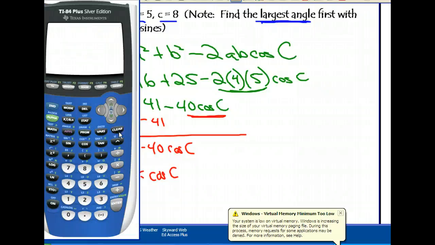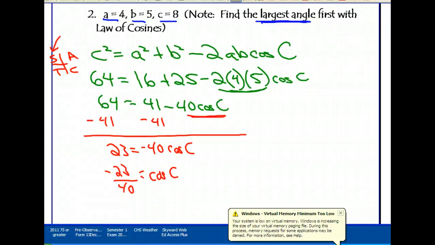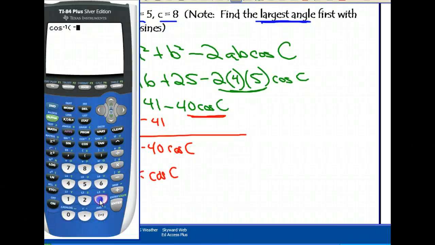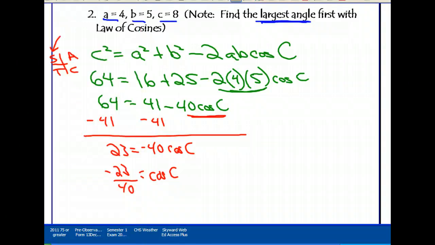Clear that off there. I'm going to take the cosine inverse. And I forgot my number already. Let's see what that was. Cosine inverse of negative 23 over 40. So negative 23 over 40. And this will give me the angle measurement for C. And it looks like angle C is 125 degrees. We round that. So angle C is 125 degrees.